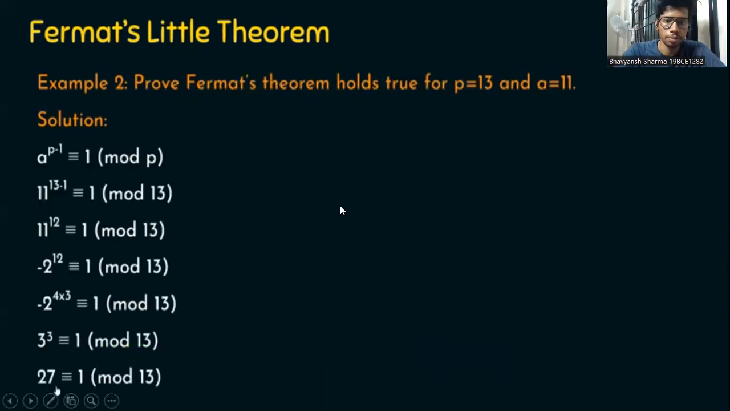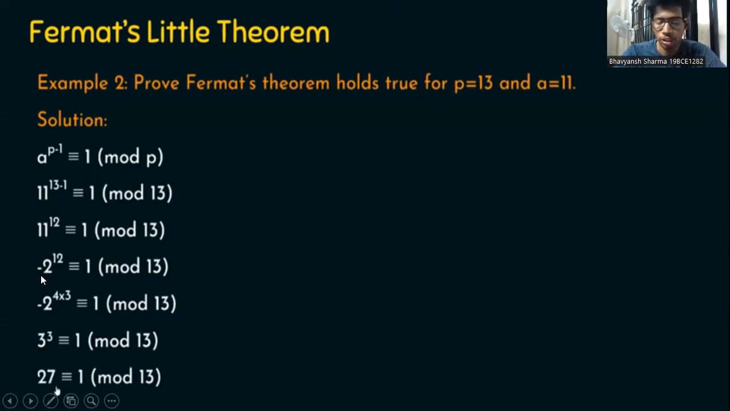Let's take another example here. We have P equal to 13 and A equal to 11. P is a prime number, A is a positive integer, and P doesn't divide A. So all the three conditions are satisfied here also. Hence, it should satisfy Fermat's theorem. Now, solving it, 11 to the power P minus 1 is 11 to the power 12 mod 13. There are many ways in which 11 to the power 12 could be calculated and then taken modulo 13. One of the methods being 11 is falling short of 13 by 2.